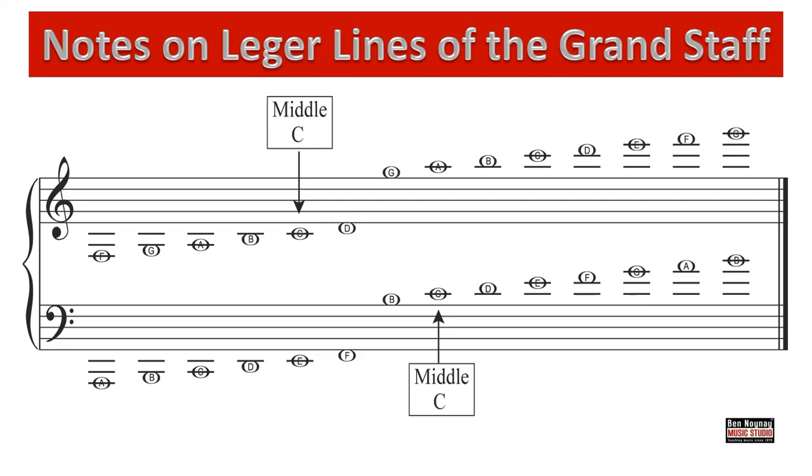Now let's continue with the bass staff. Going down, we start with the note F, written in the space just right below the first line of the bass staff. On the first ledger line is the note E, followed by the note D in the space below the first ledger line, then C on the second ledger line, then B in the space below the second ledger line, and finally, the note A on the third ledger line below the bass staff.